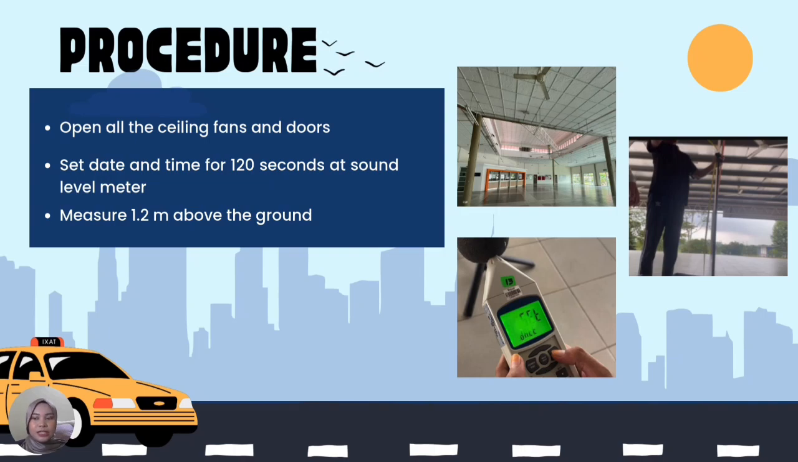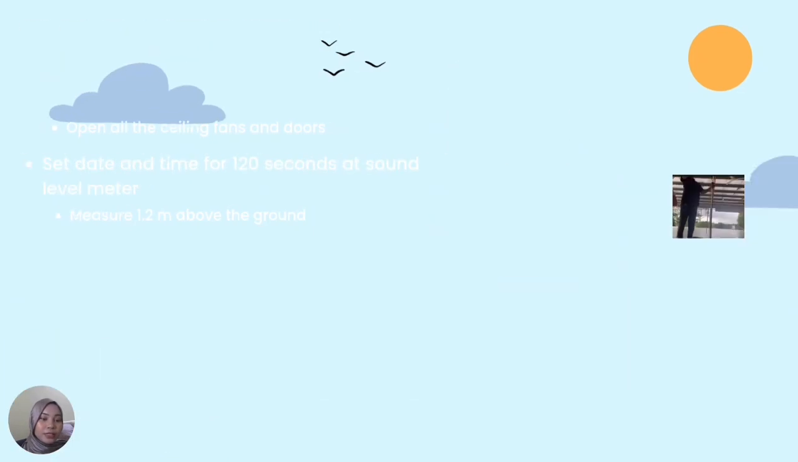ensuring consistency across measurements. Third, we measure 1.2 meters above the ground, because we need to standardize the height at which sound is measured, because generally it represents the average human ear. So 1.2 meters is the general measure, so we use 1.2 meters. So continue with the next slide.